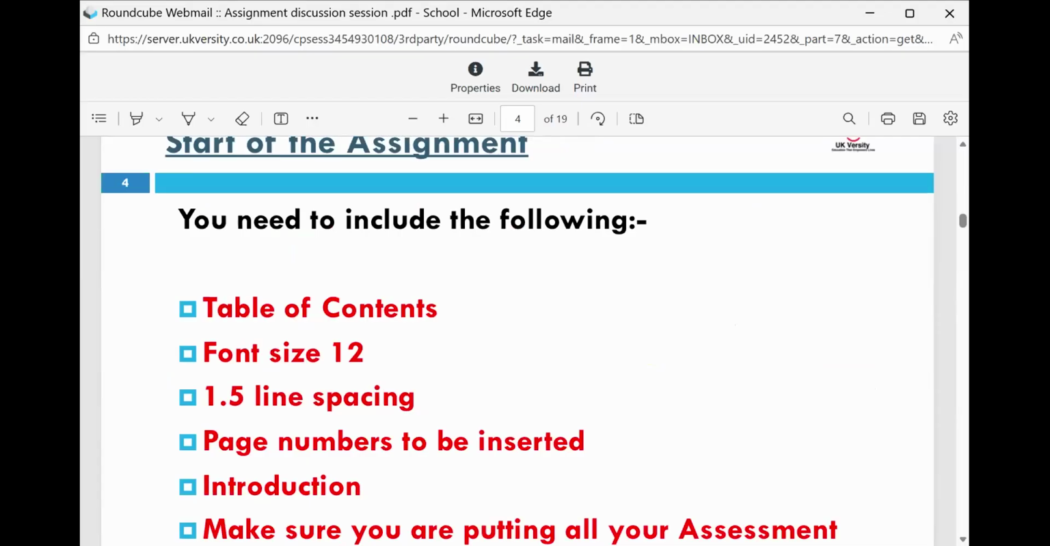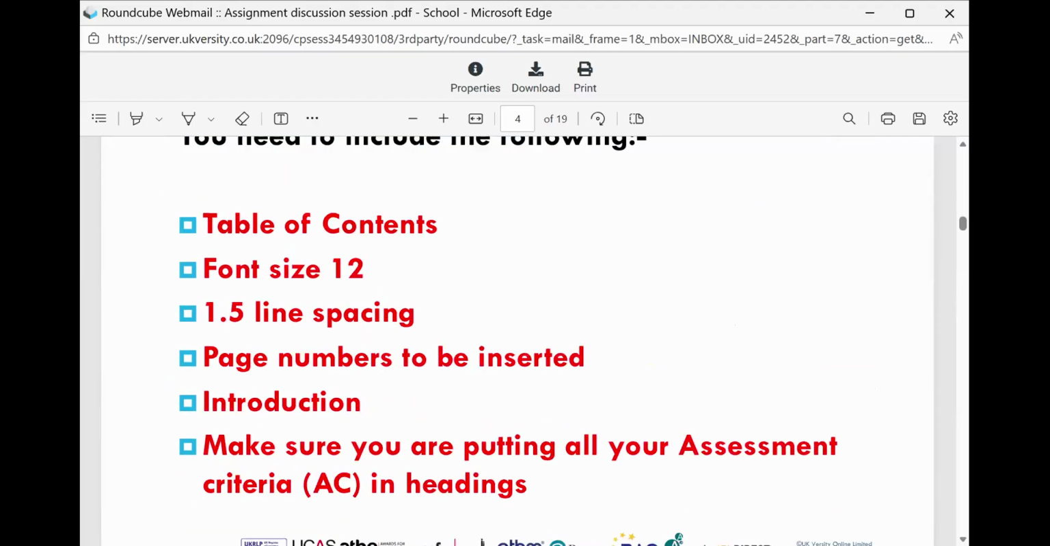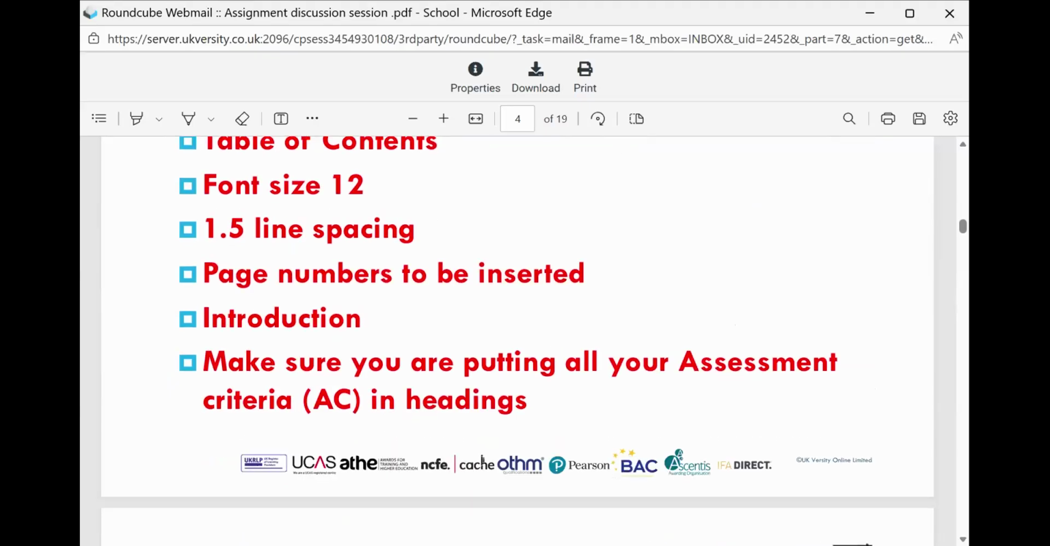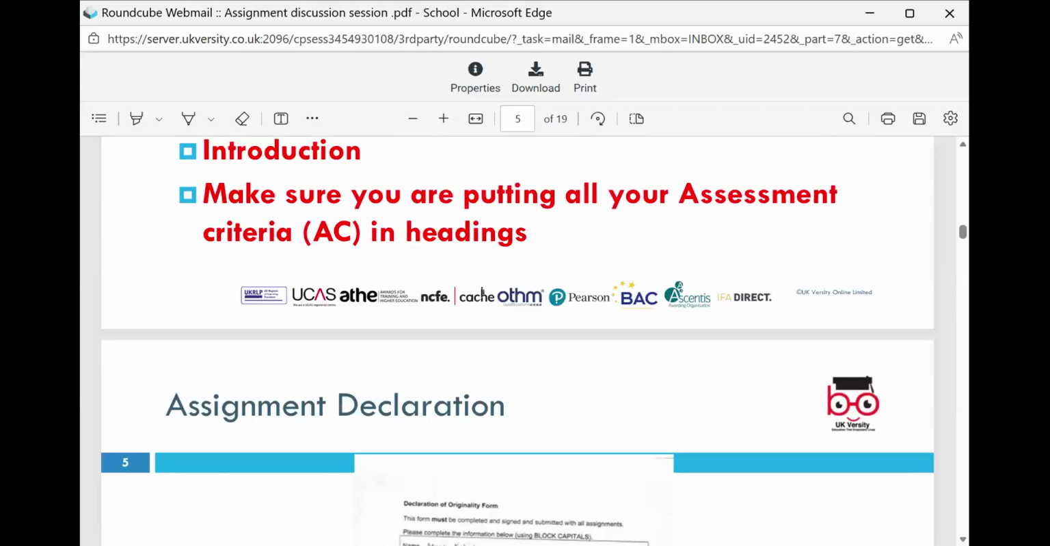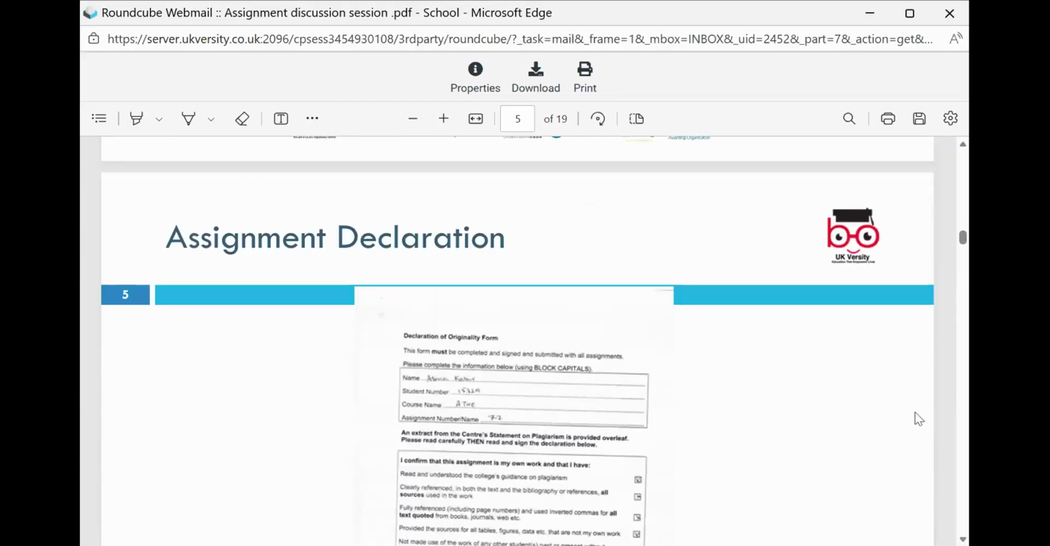The start of the assignment is the table of contents. You can have font size 12, 1.5 spacing, and page numbers to be inserted if you put a contents page in. It's really important to have a brief introduction as well, and make sure you put your assessment criteria in headings, which I'll go through with you, okay? Submission of your assignment, again, is via learnerworks at ukvarsity.co.uk, and we'll go through that in more detail.